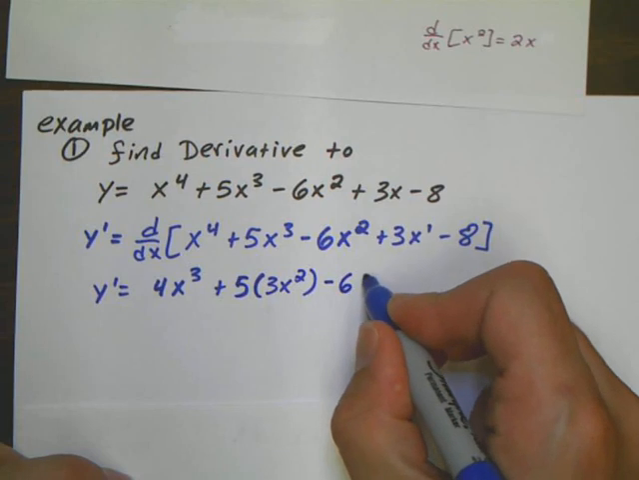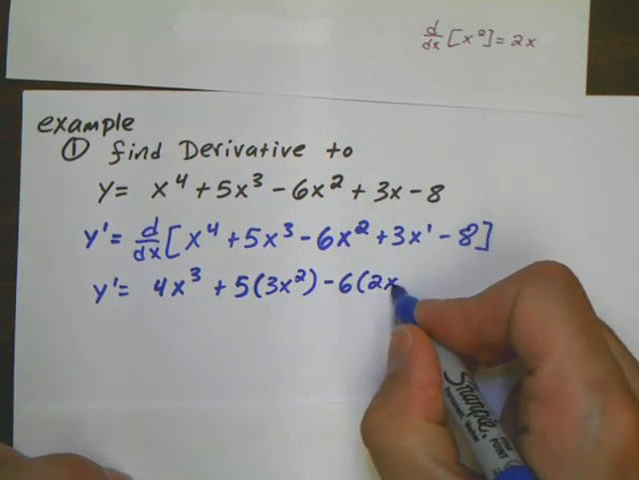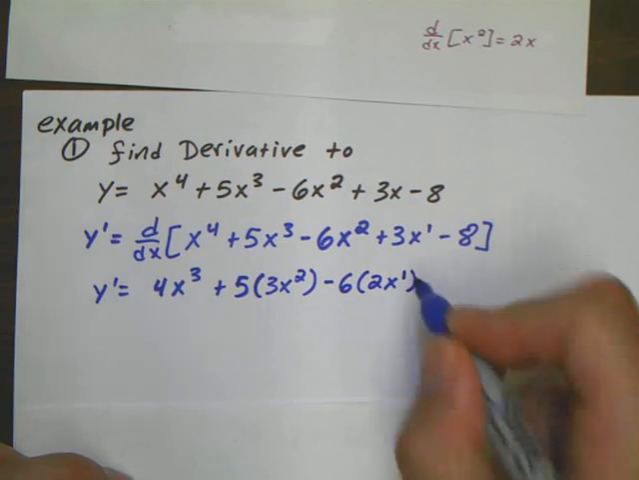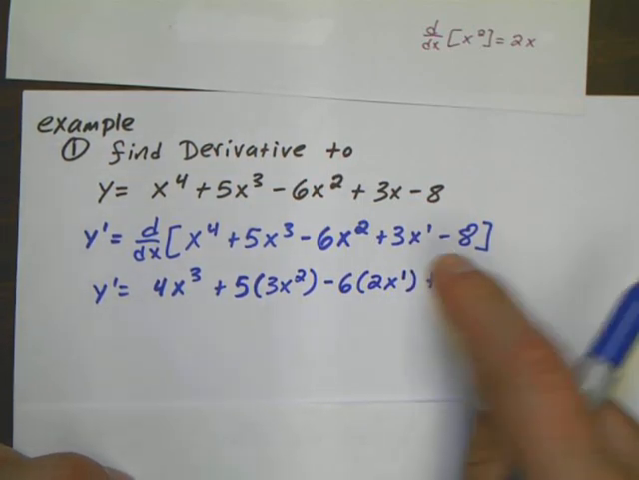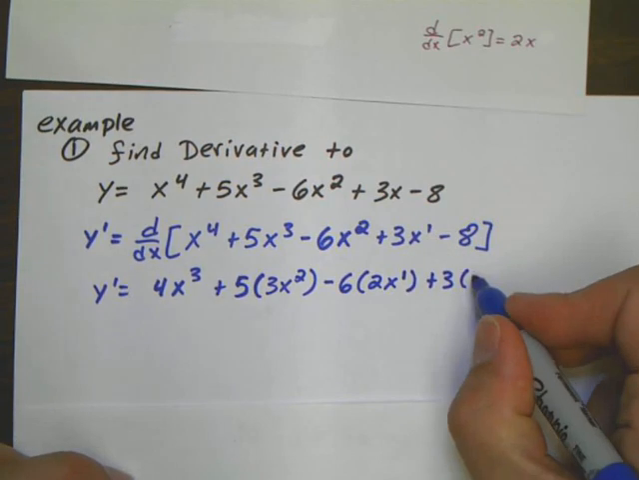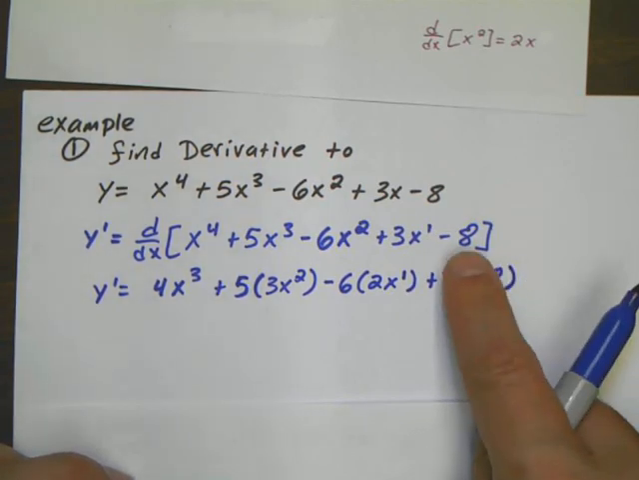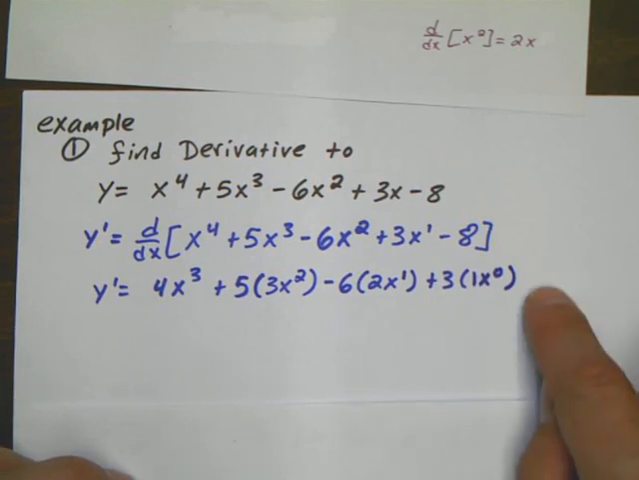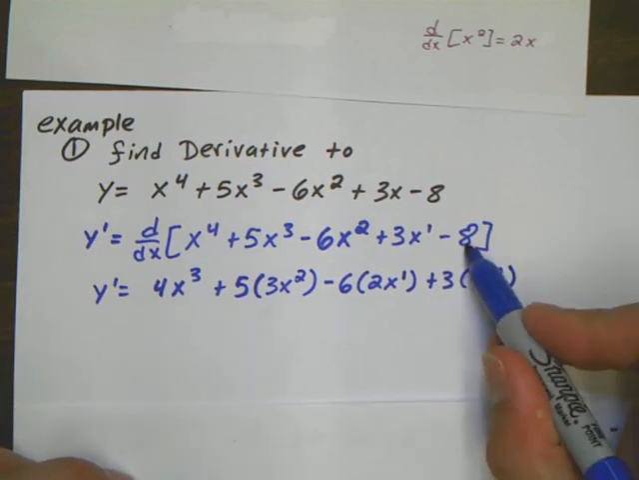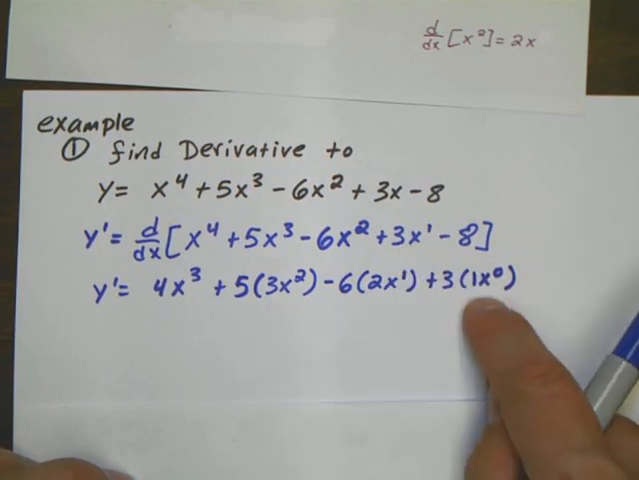Minus 6. The derivative of this is 2. Subtracting the power, it's going to be x to the 1st power plus 3 times, well, when I drop this power, it's going to be 1 x to the 0. And the derivative of this constant is going to be 0. So I don't really need to add anything. So this 8, that derivative is 0. So the derivative really just stops at this point.